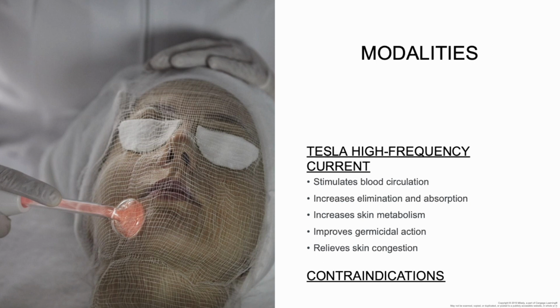I have used it in my hair, and I honestly say that it is really great for getting into the scalp, into the skin, stimulating that blood circulation, and allowing the product to absorb better so that you get better benefits from it. The benefits of Tesla high current are: stimulates blood circulation, increases elimination and absorption, increases skin metabolism, improves germicidal action, and relieves congestion. So just like microcurrent, many benefits from one device.